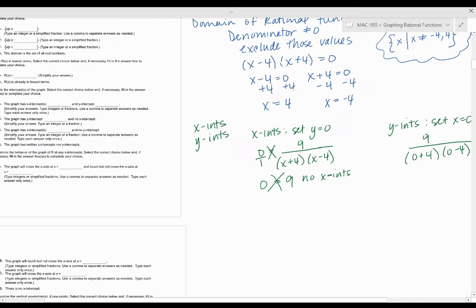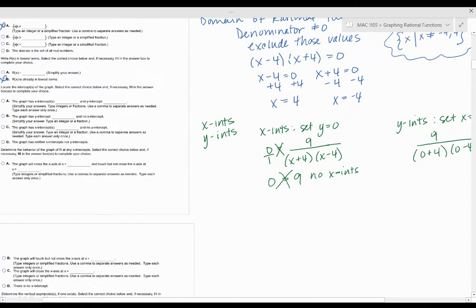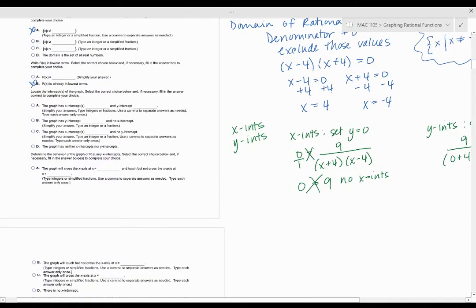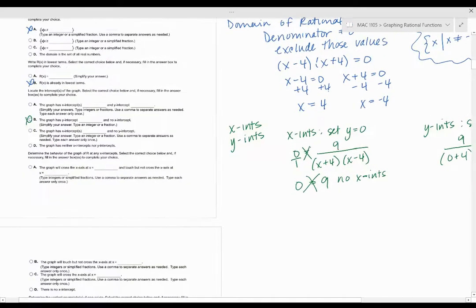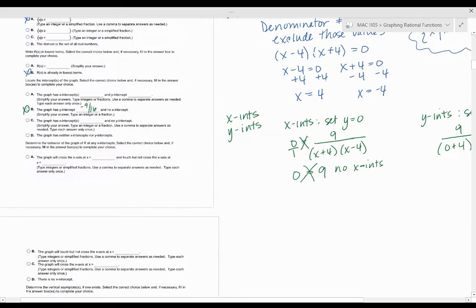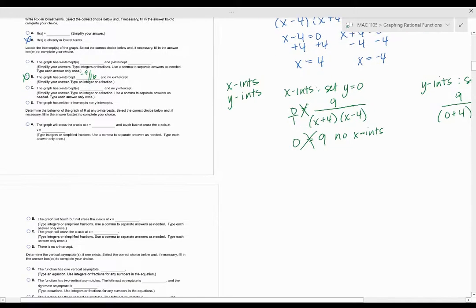So what did we get? We had no x-intercept and one y-intercept. So we're going to choose B, okay? And our y-intercept was negative 9 over 16. So it just says type an integer or a fraction. So we would just write negative 9/16 there, okay? All right, let's move to the next one.